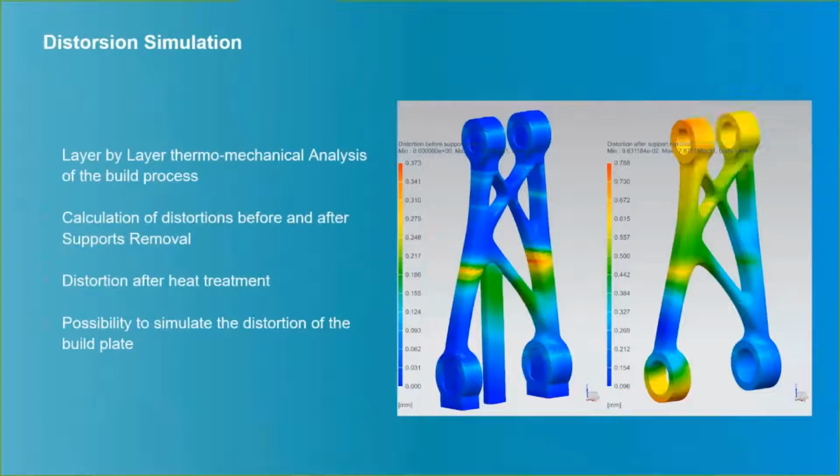The system also simulates distortion before and after support removal, as well as distortion after heat treatment. These distortion predictions are what is used to generate the compensated geometry that you would then use to mitigate these issues.